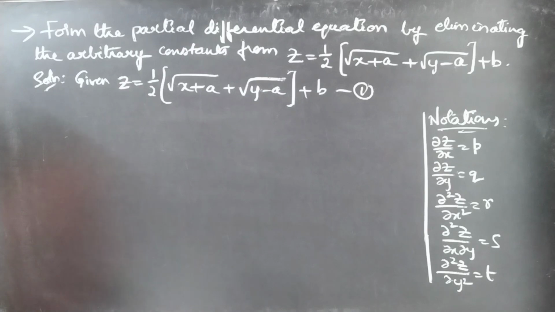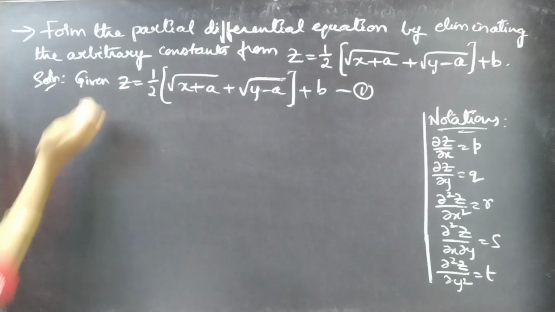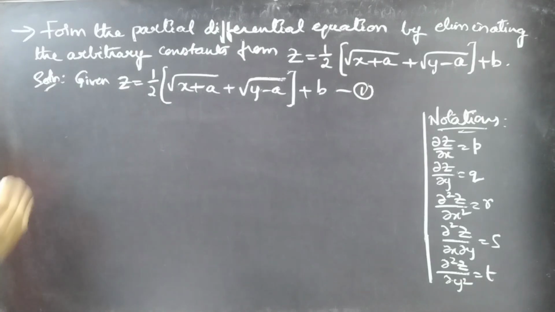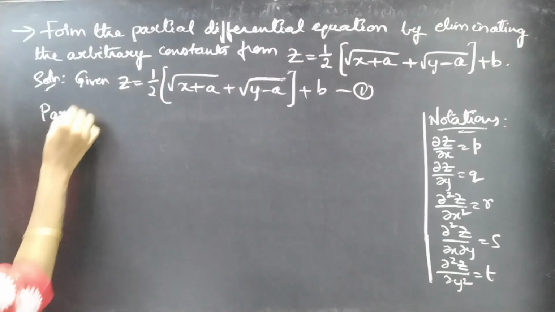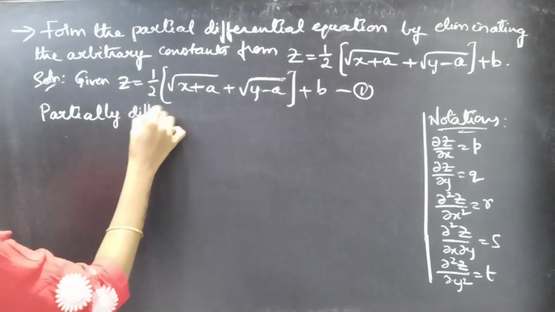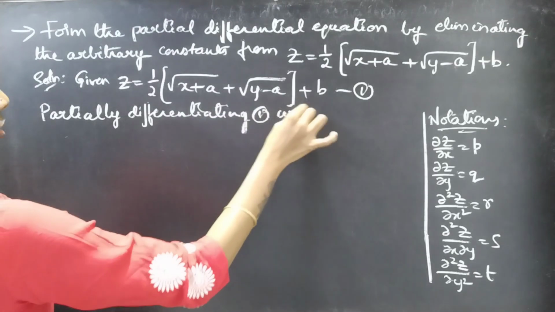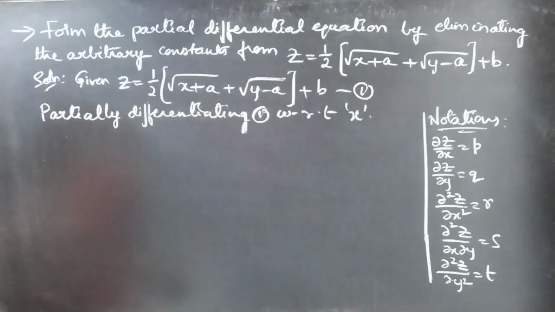Now we are asked to form a partial differential equation by eliminating the arbitrary constants a and b, right? So in order to eliminate the arbitrary constants, we'll partially differentiate 1 with respect to x and y. First we'll begin with partially differentiating 1 with respect to x. We'll see the detailed process, and later we'll go for the shortcut.